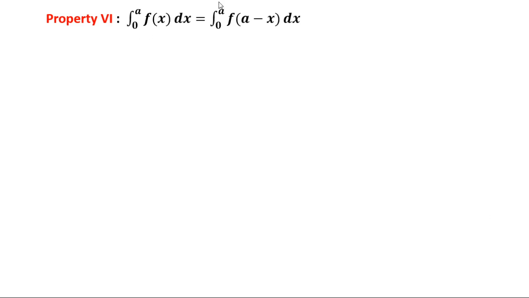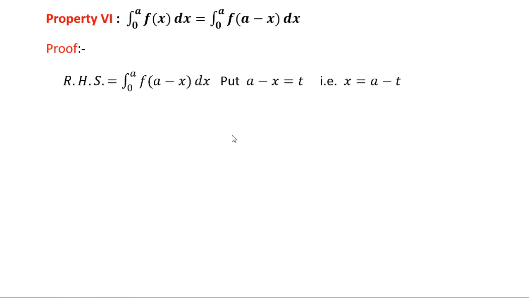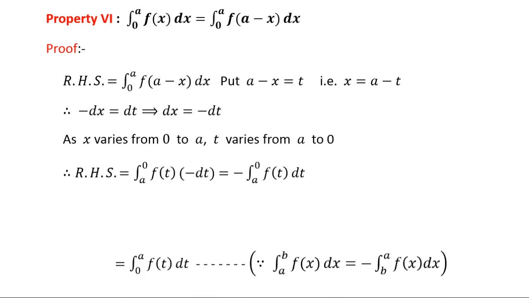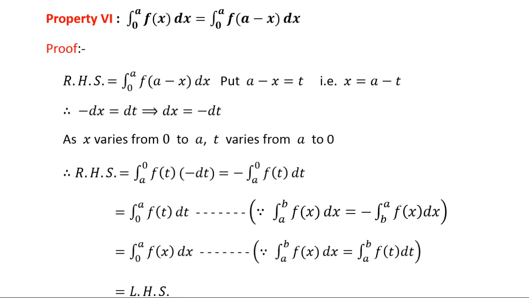अगदी सोपं आहे. हे राईट हँड साईडचं इंटिग्रल घ्या आणि याच्यामध्ये पुट a minus x is equal to say t. In right hand side integral, we start with right hand side integral and put a minus x is equal to t. Now find value of dx, check the limits, find new limits, new values of t and substitute them here. अगदी मागच्यासारखंच प्रूफ आहे, काही सुद्धा बदल नाही आहे. अगदी तसंच प्रूफ आहे. फक्त प्रॉपर्टी लक्षात घ्या.